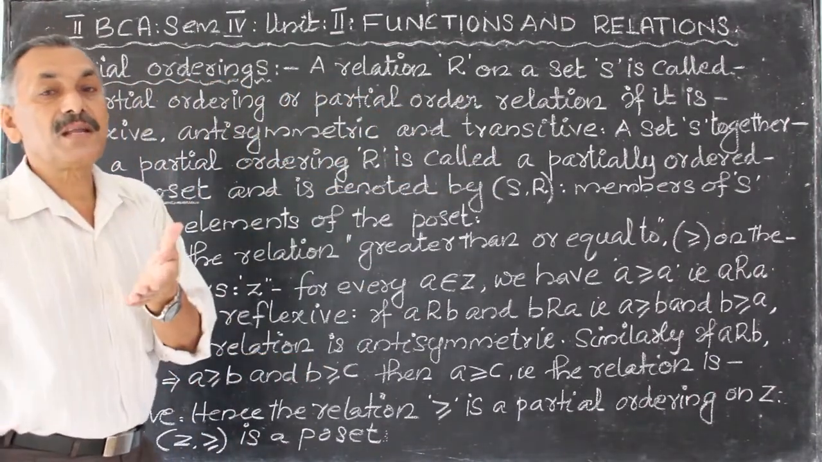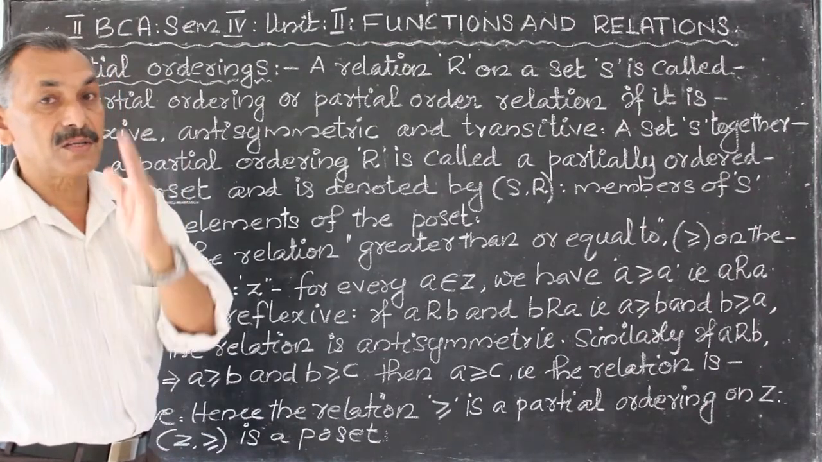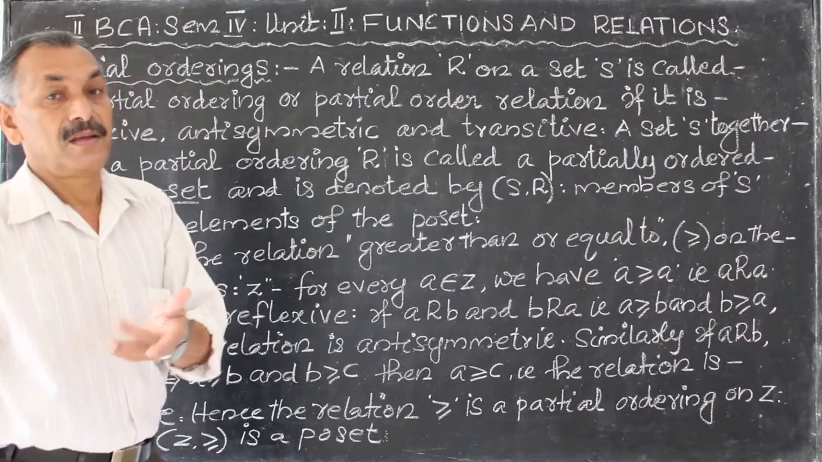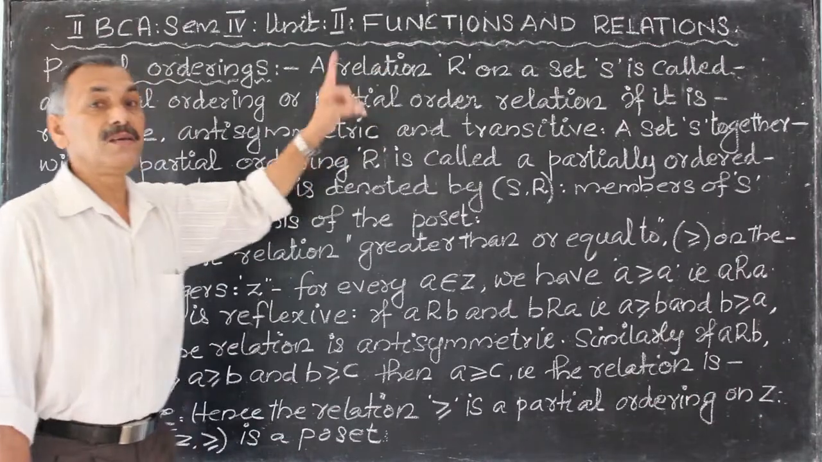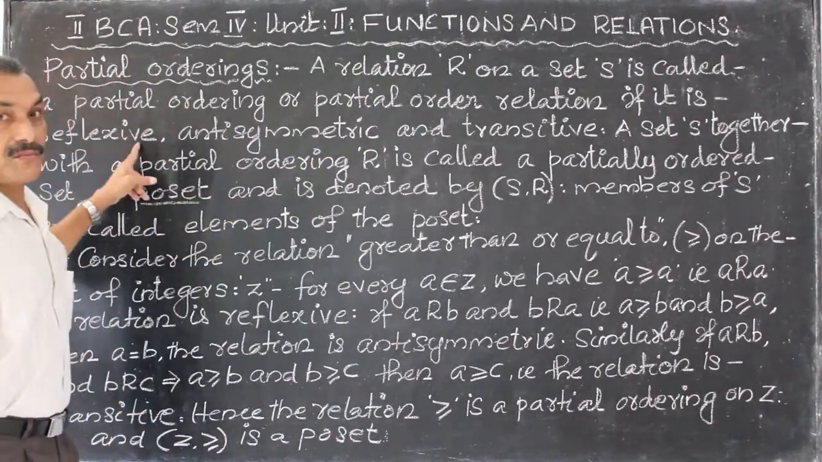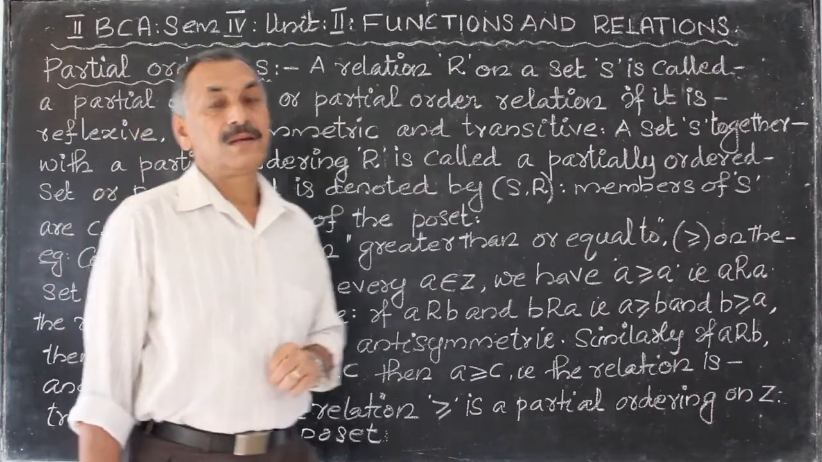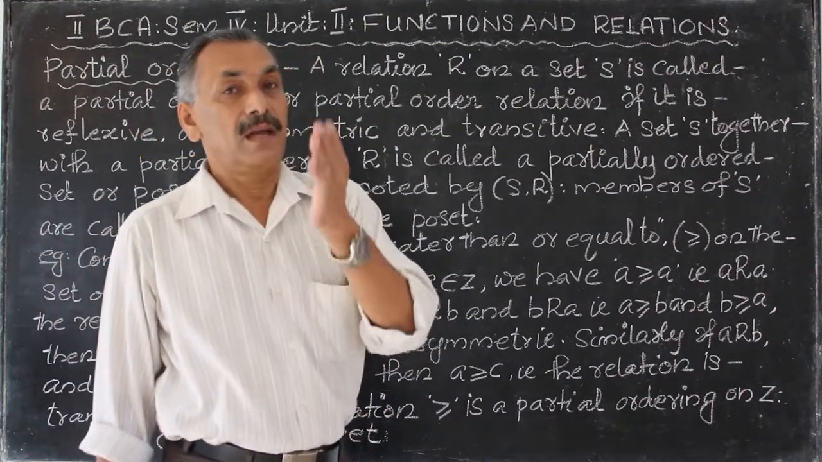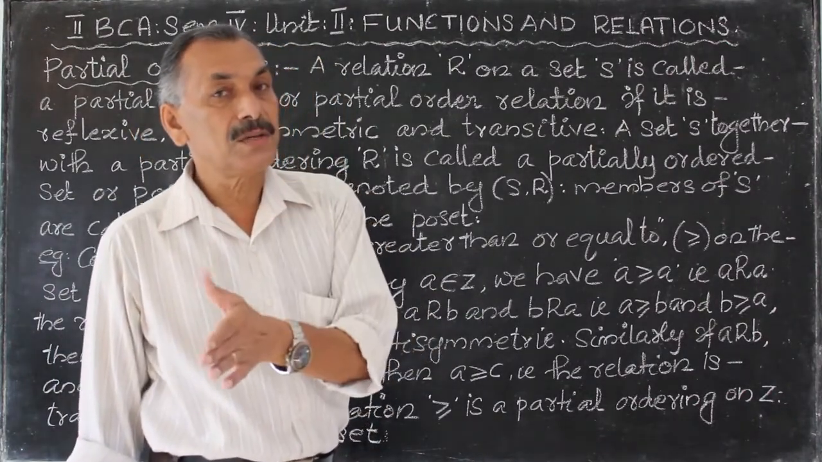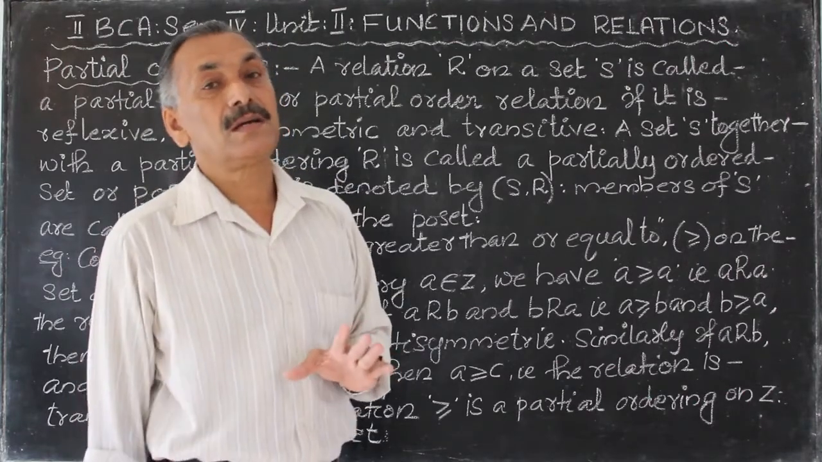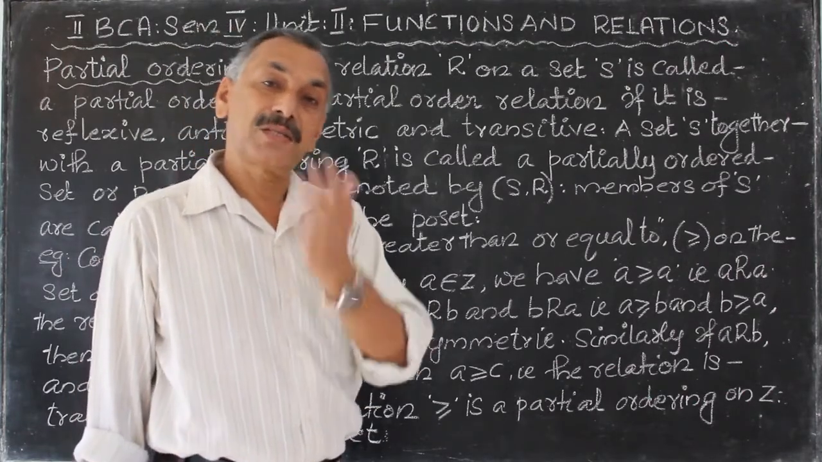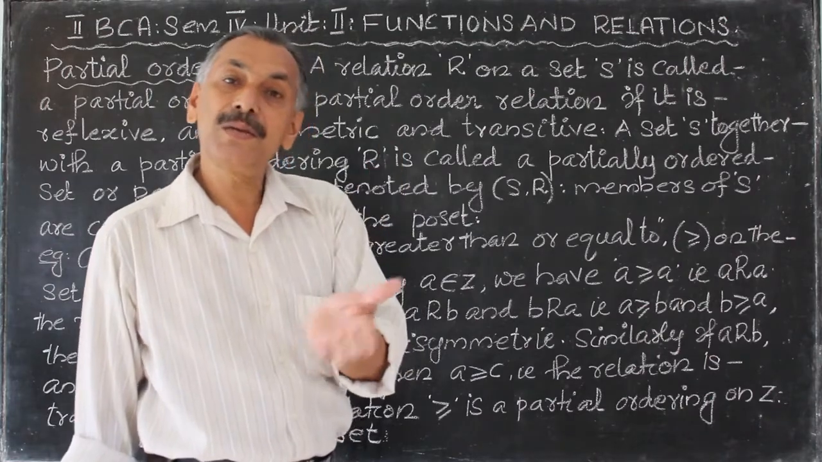Equal selection property, reflexive, symmetric, transitive. This is called a partial order relation if the relation is reflexive, anti-symmetric and transitive. The anti-symmetric property: A related to B and B related to A, then A is equal to B. The symmetric property: if A related to B, then B related to A.